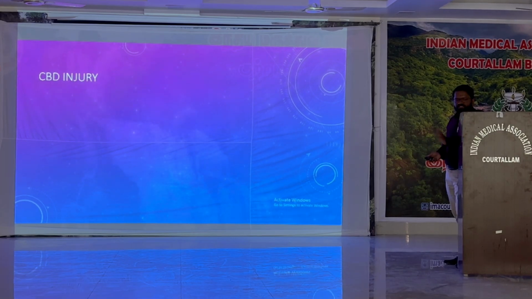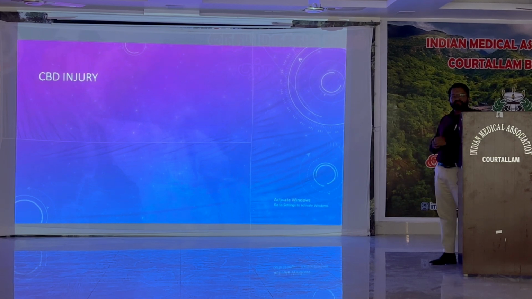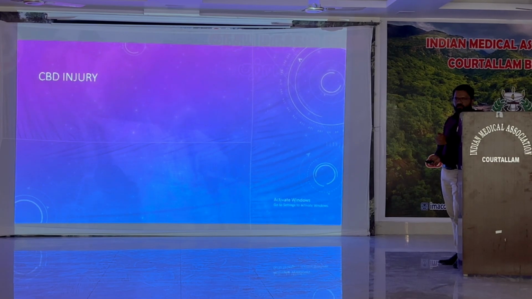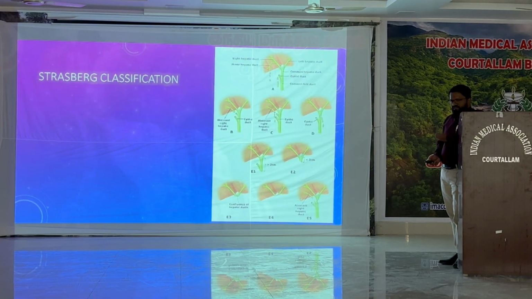So now a word about CBD injuries. My professor of surgery used to say, what is surgical obstructive jaundice? This term is waning out, but he gave a definition: an obstructive jaundice that either requires a surgical treatment or is caused by surgery. That is also surgical obstructive jaundice. The commonest thing is bile duct injury during cholecystectomy. Although the incidence has come down now, it still happens, and we must know how to manage it. One of the cornerstones of how to manage it is classification of that.